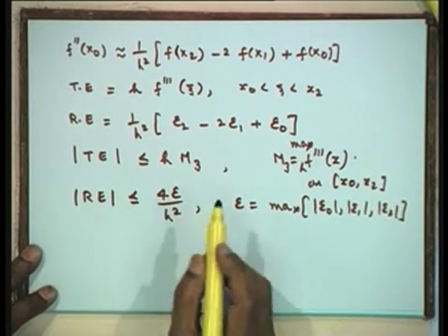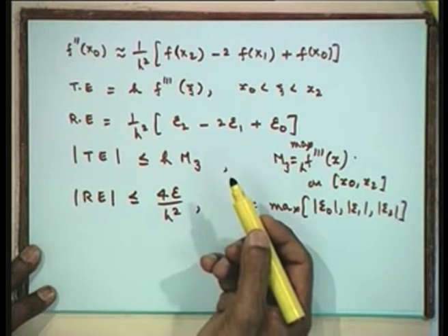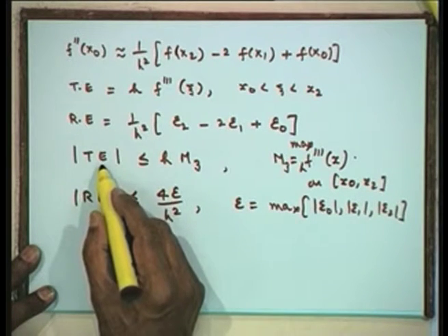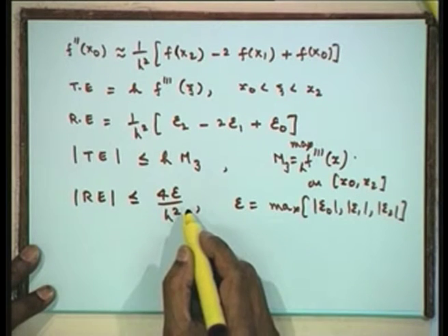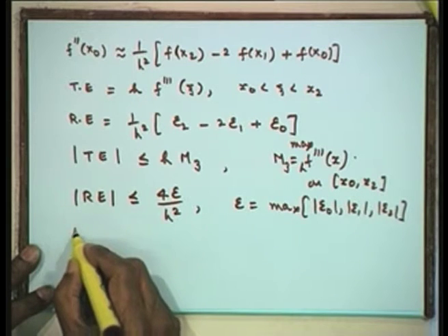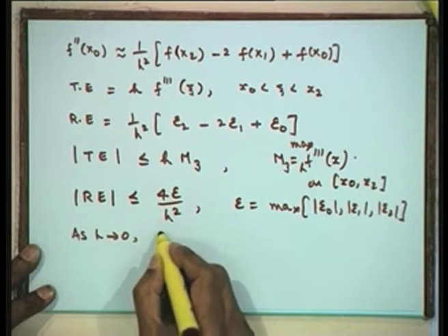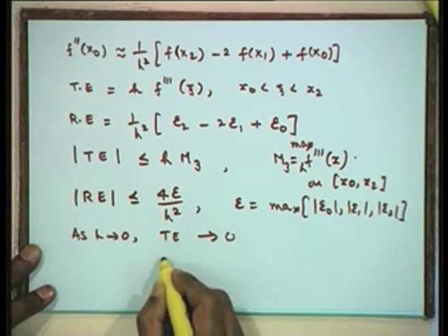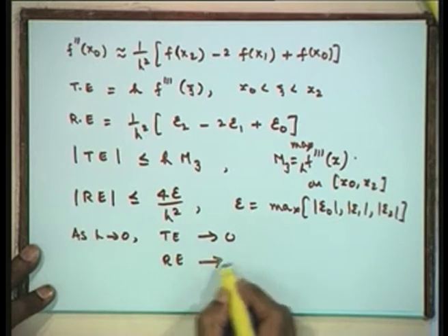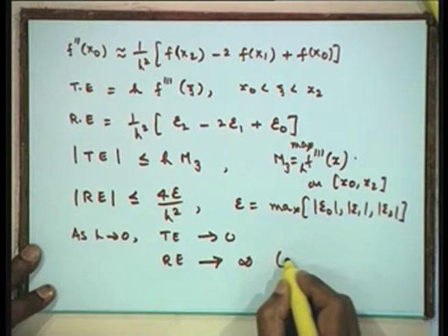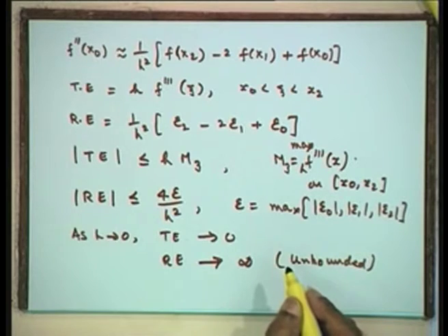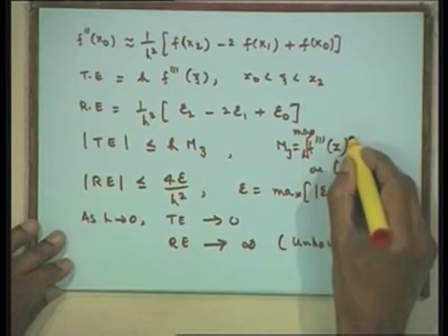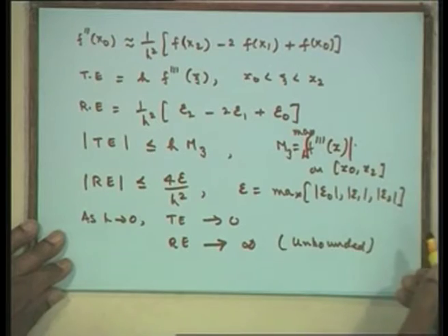Then we made the observation that as h tends to 0, that is your convergence problem, the truncation error goes to 0. However, because of the appearance of h square in the denominator, the round off error goes to infinity or goes unbounded. So, as h tends to 0, truncation error goes to 0 and round off error goes to infinity, or we can say it becomes unbounded, as h goes to a very small quantity. Now, let us just have a look at these two values.